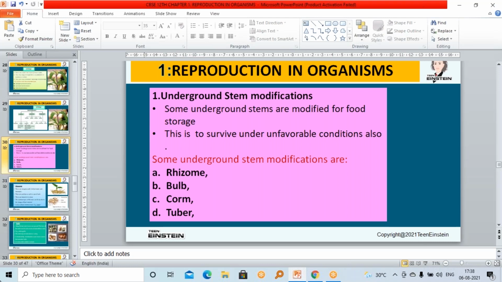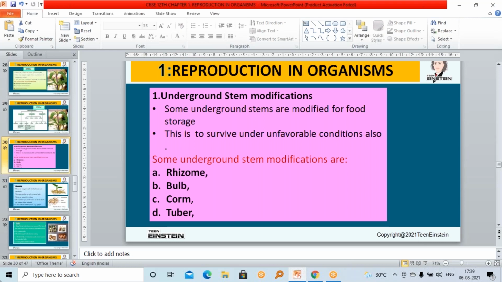Such plants with underground stem modification mainly produce aerial shoots. The underground stem modifications look like a root, but they are not roots. We can distinguish them with some features. What are the features? They have nodes and internodes.